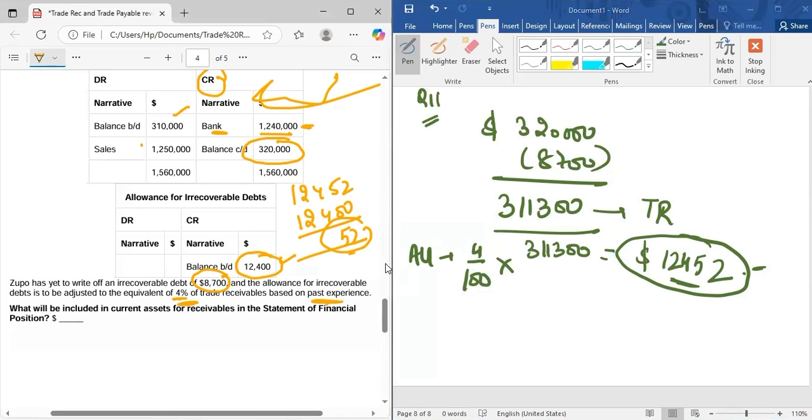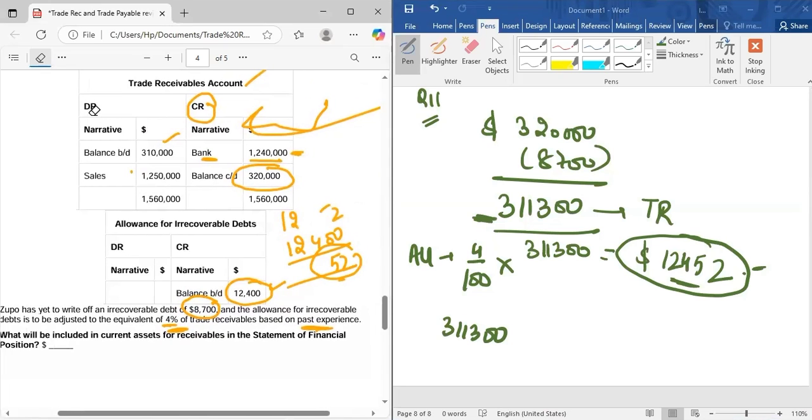So they are asking us to calculate the current assets for receivables. So see, our receivables is 311,300. This is after adjusting the bad debts, but I have to also adjust my allowance. So my allowance has increased. Okay, sorry, sir. We will deduct the entire allowance. We will not see the movement here. Okay, rather we will deduct the entire allowance. I'm really sorry for the error. Please do not look at this.